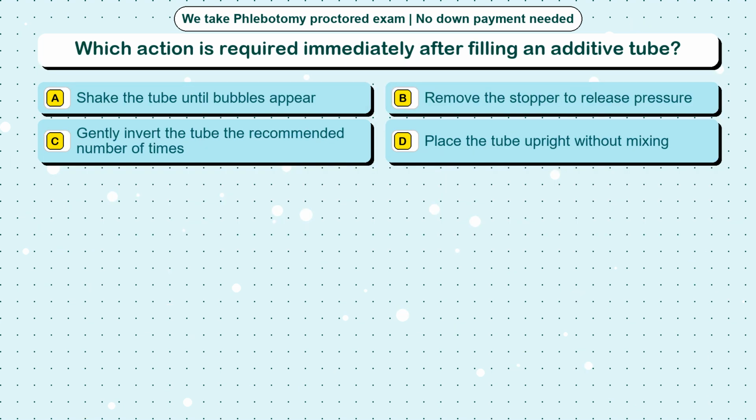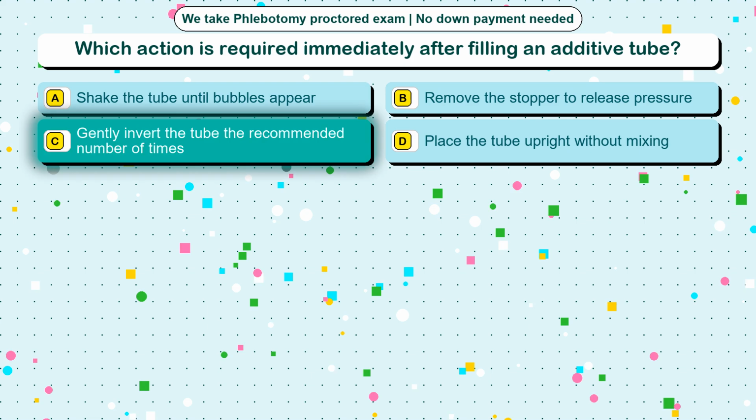Question 16. Which action is required immediately after filling an additive tube? Option A. Shake the tube until bubbles appear. Option B. Remove the stopper to release pressure. Option C. Gently invert the tube the recommended number of times. Option D. Place the tube upright without mixing.